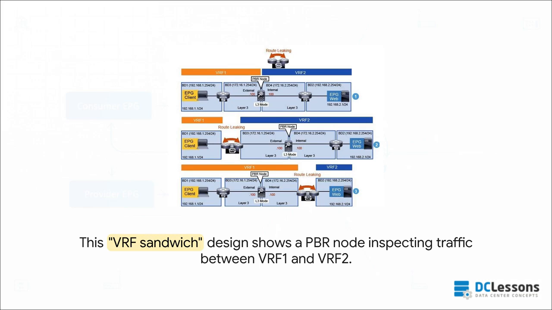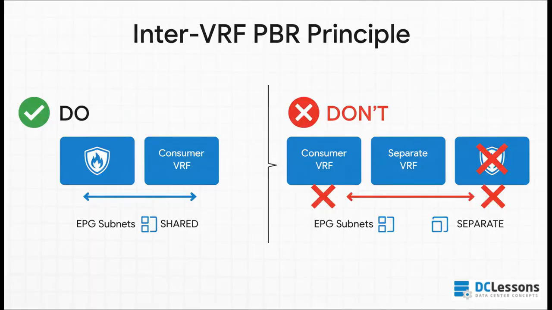For traffic to get from one VRF to the other, VRF1 has to know about the subnets in VRF2 and vice versa. And ACI handles all of this automatically when you configure the contract. So let's just nail this down. The key principle is this. You put the firewall in either the consumer VRF or the provider VRF. What you can't do is stick it in some third, totally separate VRF. The magic really happens when you check that little box that says the EPG subnets should be shared between VRFs. That's what tells ACI to leak the routes and make the whole thing work.